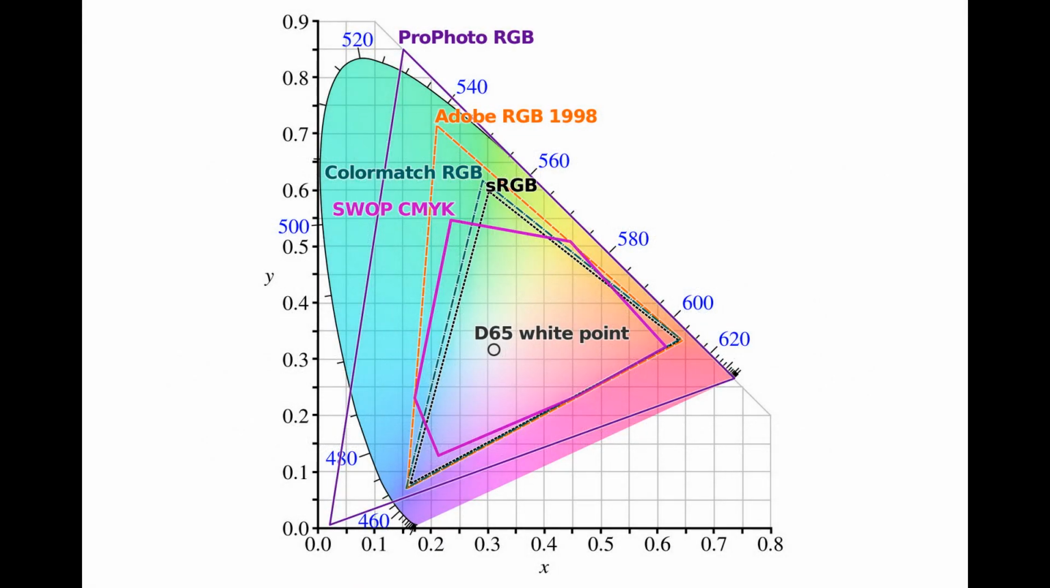Here's a graphic to show the coverage of the various color spaces. As small as sRGB is, it's really sufficient for printing because color paper covers about the same area as the sRGB color space.